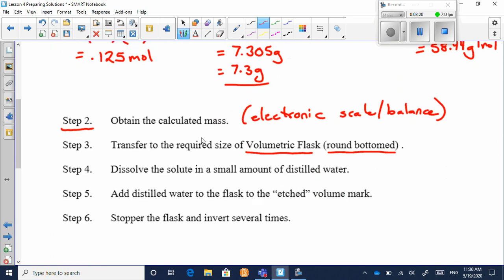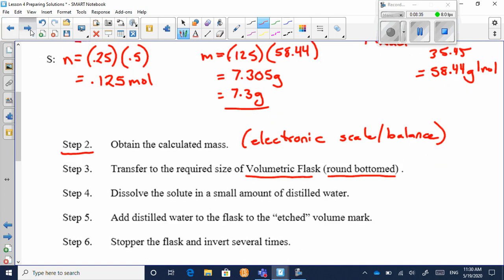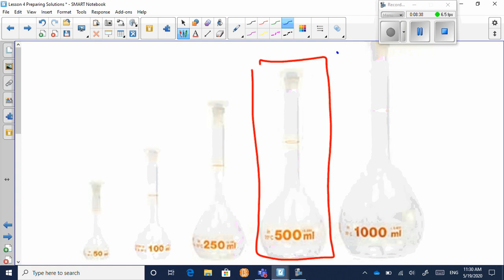I would get a piece of paper or a little funnel that I could put the mass in. I would dissolve the solute in a small amount of distilled water. So I would put some distilled water in the flask and fill it up maybe halfway. Then I would put a little stopper in the top of my flask and shake it up, trying to get all my solute to dissolve. You don't want to do this only at the end. You're going to do it again at the end to mix it up, but you also want to do it at this point to get that solute to dissolve.